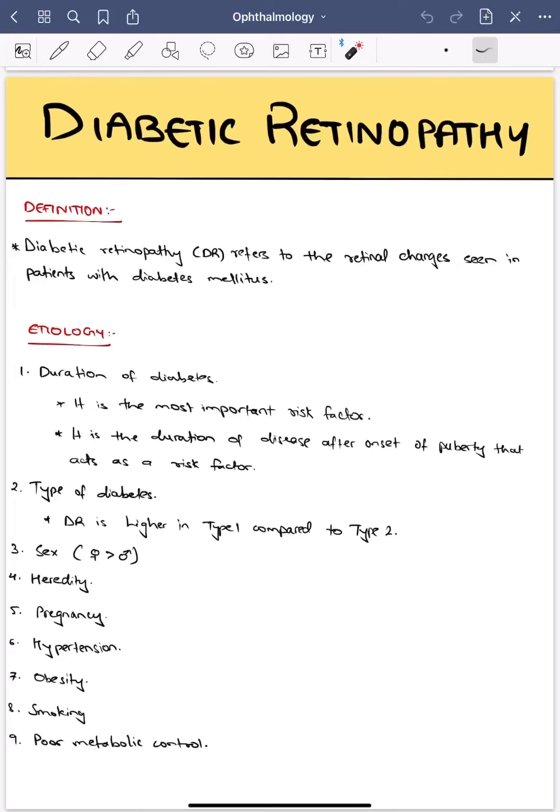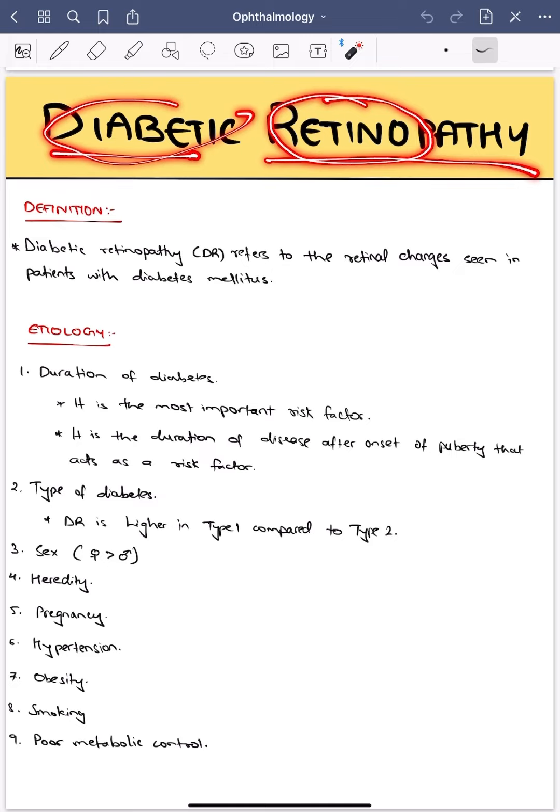In this video, we'll be discussing diabetic retinopathy. Now, the definition. Diabetic retinopathy, DR in short, refers to the retinal changes seen in patients with diabetes mellitus. Okay, so diabetic retinopathy: retinal changes seen in patients with diabetes mellitus.